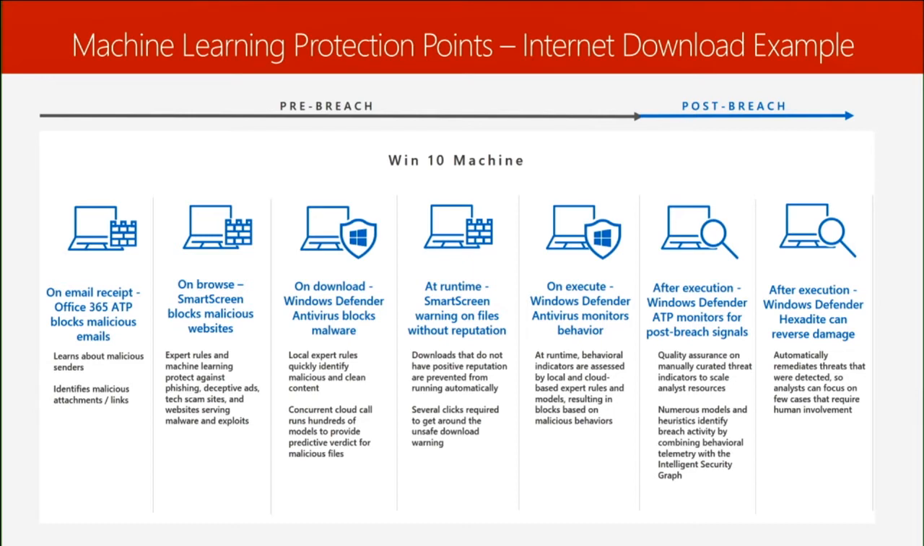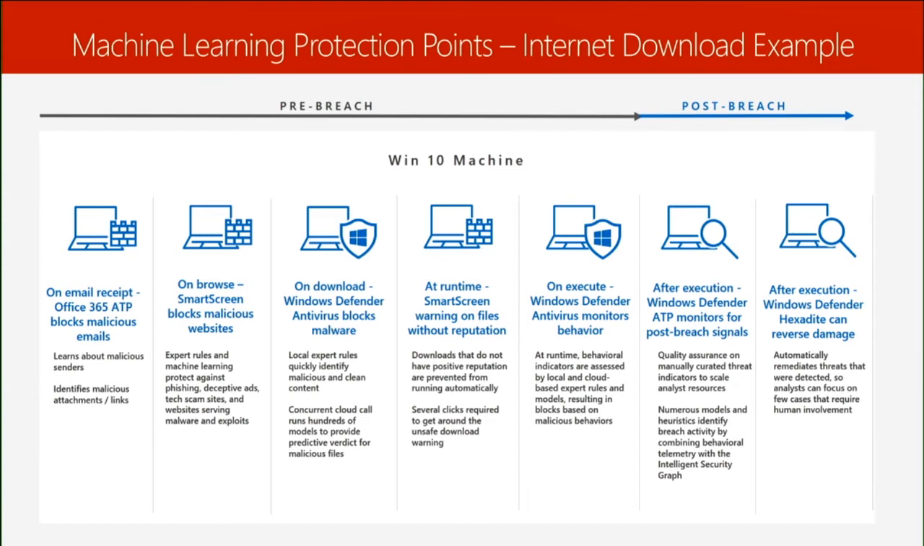Okay, so the example here is basically an internet download example where the scenario is that the attacker is distributing emails with a malicious link where the user clicking that link would lead to a malware download. So right off the bat, we have Office 365 ATP that analyzes the properties of the email, the links embedded in the email, to prevent that email actually ever getting to your inbox. Now let's assume it does get into your inbox and the user is tricked into clicking the URL that points to a malicious download. We have Smart Screen that basically blocks that malicious download.